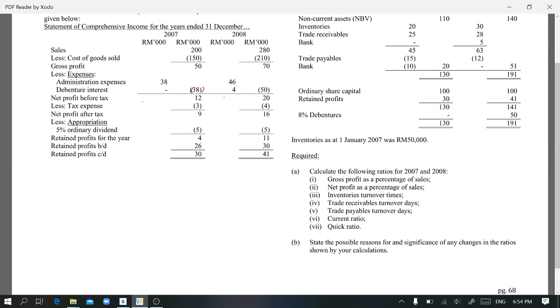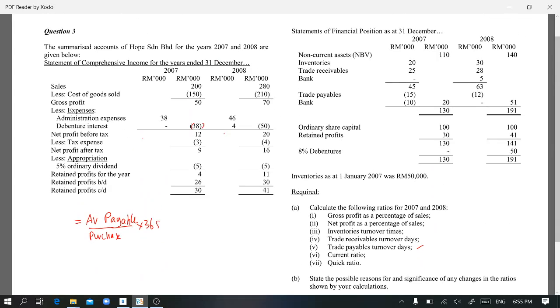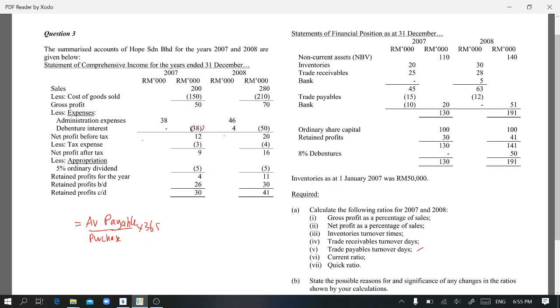If it's trade payable, example, they ask for payable turnover. So the formula is average payable divided by purchase times 365. So based on this example, question 3, page 68, where do we get the payable? Payable we look at here. Payable is 15. Take note now, this is 217, 218.